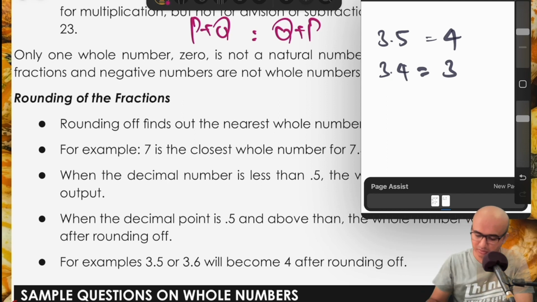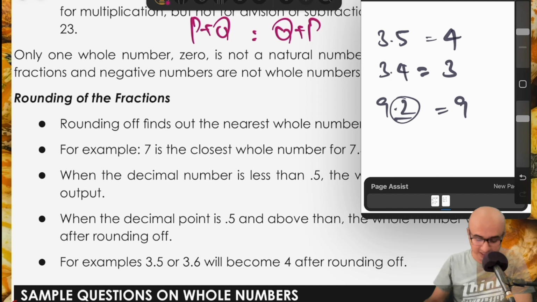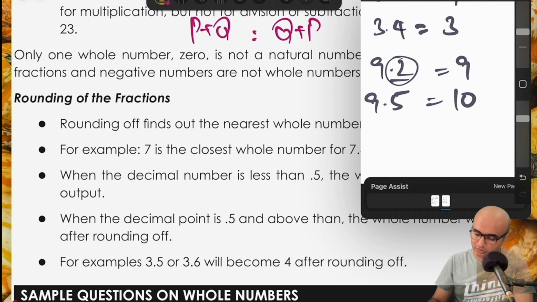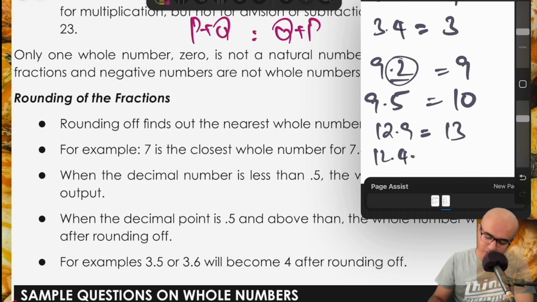So if I have to look at a few more examples, it would be like this: 9.2. Only look at the decimal part. If it is less than 0.5, round down, so I will round it off to 9. If it is 0.5 or above, then I will round up, which will be 10. Yeah, we can think of a number of examples. Let's say 12.9, more than or equal to 0.5, so round up. 12.4, less than 0.5, so round down to 12.